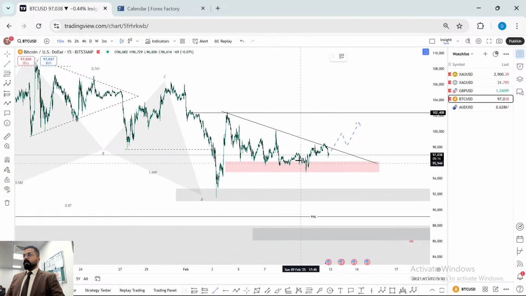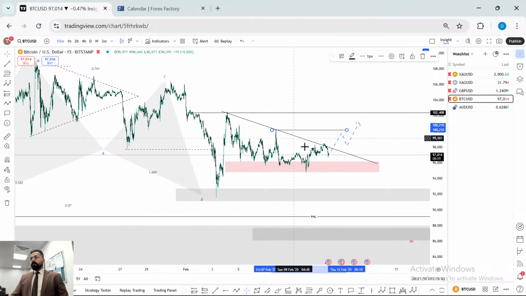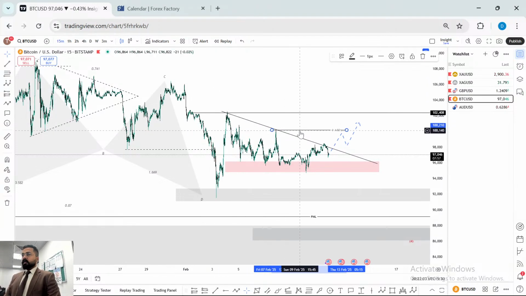And then after taking the trade, we can target this high, or this high as well. Taking the trade from here, or from breakout, retest and break, we can target this high, 100,000, or 102,000, or 106,000. But again, if there is a proper setup, we'll update in the communities.